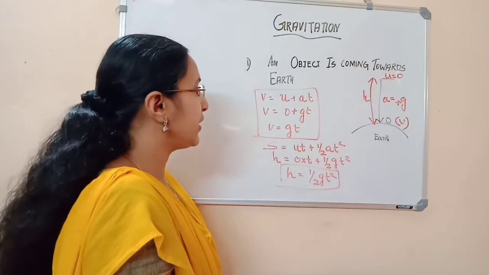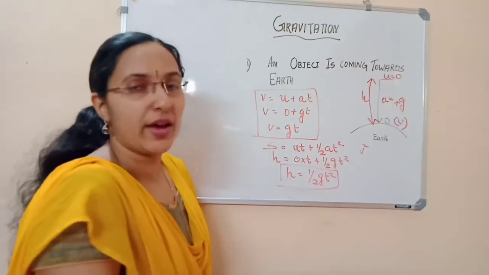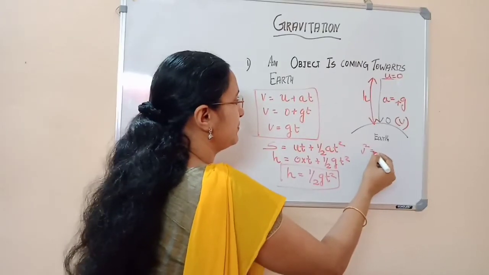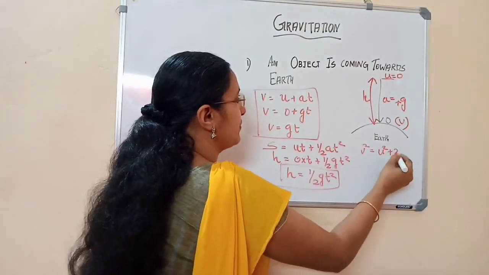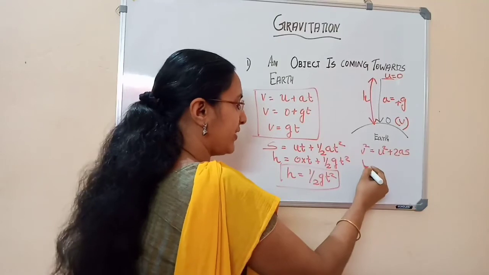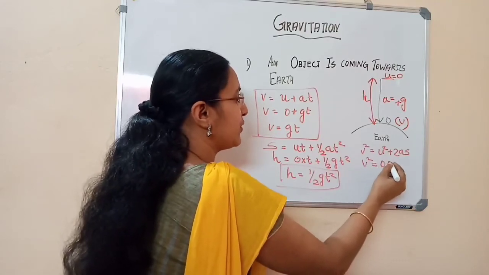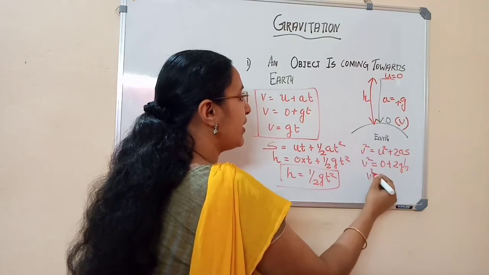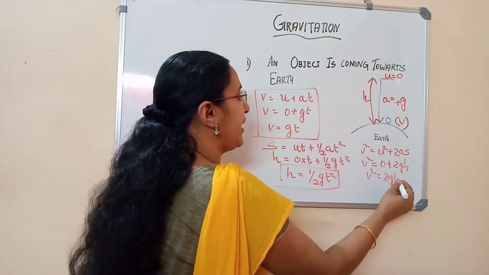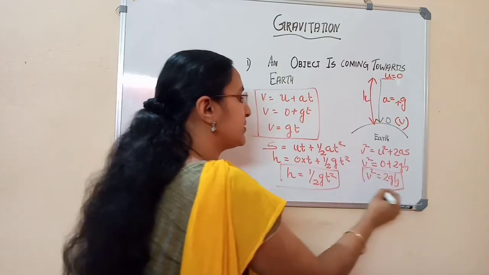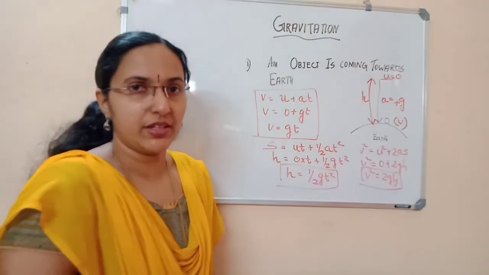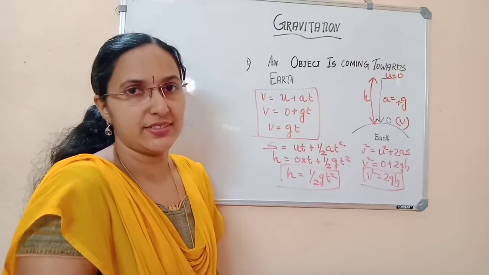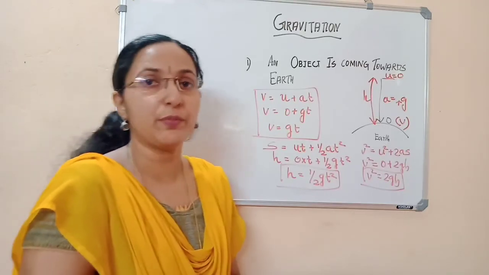What about the third equation? The third equation is v square is equal to u square plus 2as. v square is there, but u square is equal to 0, plus 2gh. That is v square is equal to 2gh. If an object is coming towards the earth, this is the equation you must follow while doing the problems.